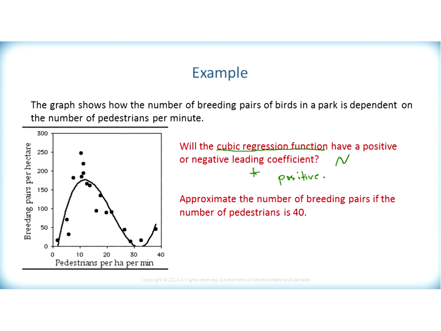Determine or approximate the number of breeding pairs if the number of pedestrians is 40. Here, if the number of pedestrians is 40, we're extrapolating the data. We're going outside the domain here now. So you take 40, and you see the curve is not drawn past 40. We'll estimate about 60 pairs.